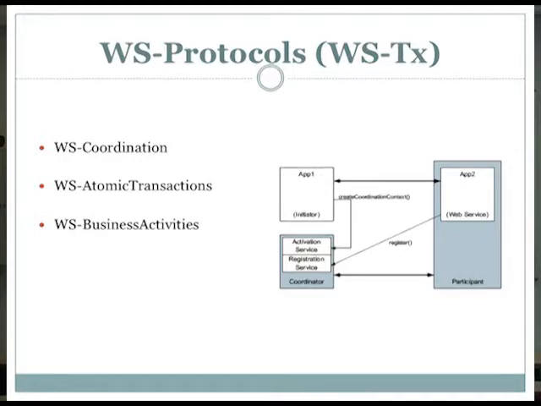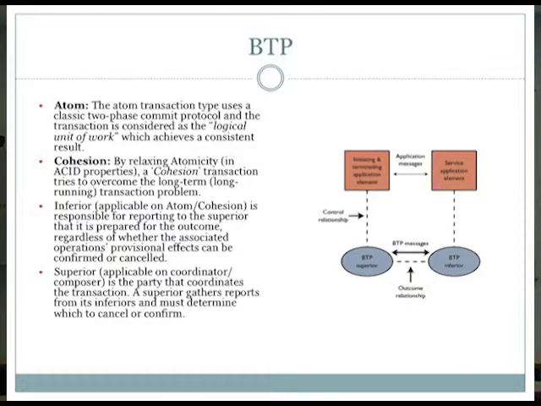WS transaction protocol has been introduced by IBM and Microsoft. It's a great model, but it has some problems. I will go through the problems after introducing the next protocol, which is BTP. BTP has been introduced by Oracle and some other companies. Oracle is the main one, the big one.